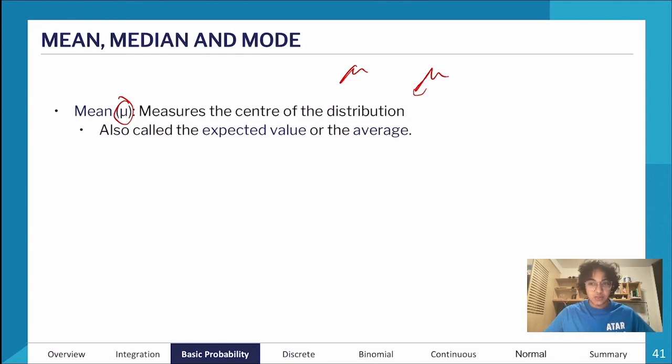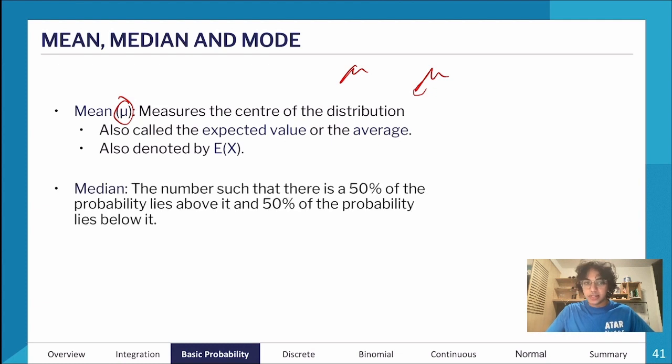Hopefully this rings a bell to an integration technique that we talked about earlier, the average value of a function. When we talk about continuous probability, this can be pretty important, so keep that in mind. It's also denoted by E of x, and E of x just means the expected value of x, right? It's because the average and the expectation are about the same.